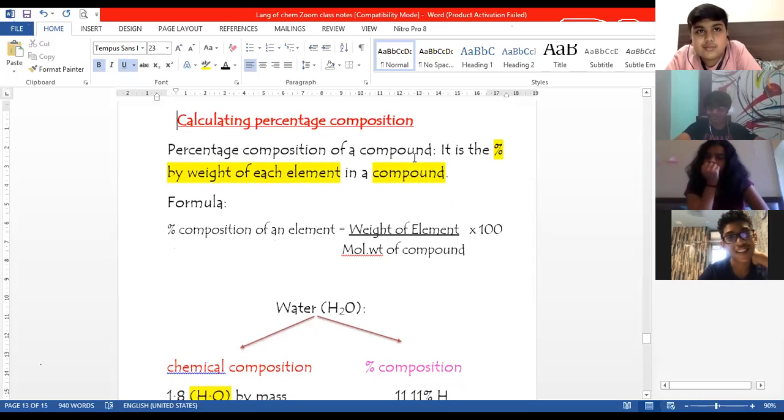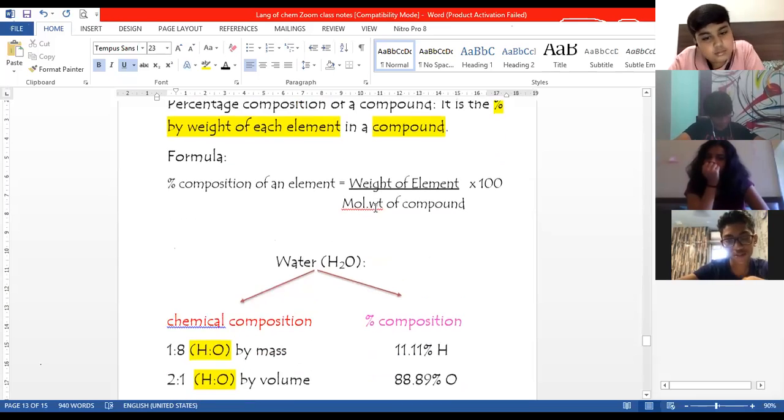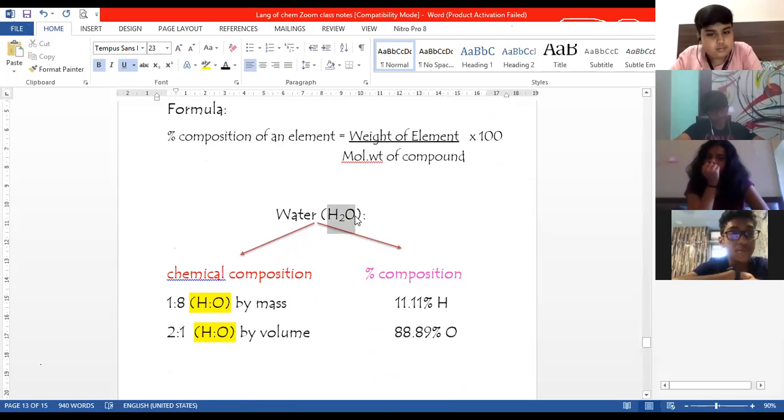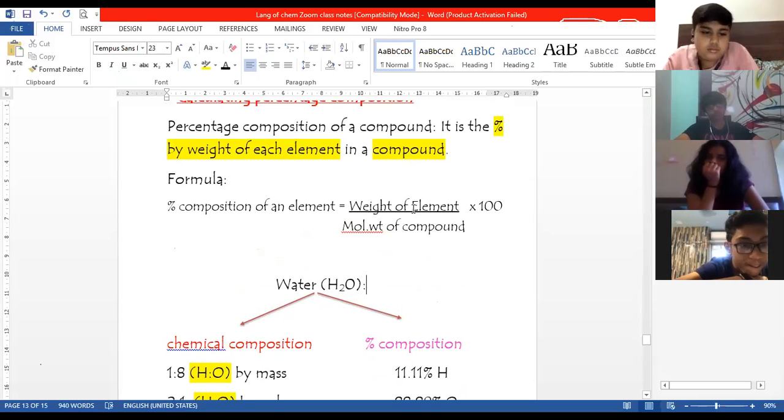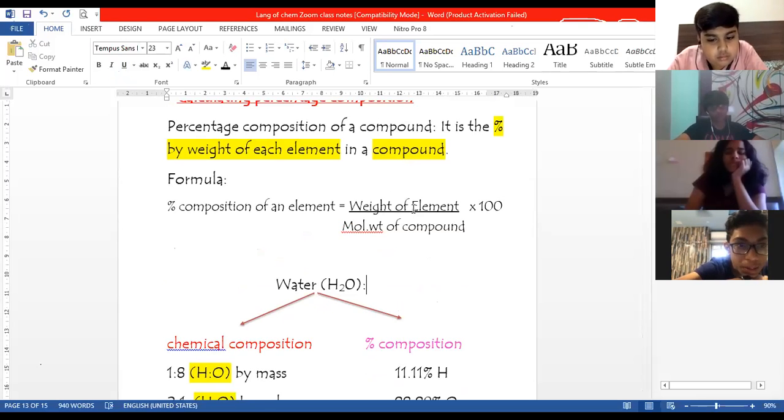So a percentage composition of a compound is the percentage by weight of each element in a compound. If I give you an example, it is like water, that is H2O. The question can come in two different ways, children. The first one is they will ask you to find the percentage composition of water. So you will have to find out the percentage of hydrogen and oxygen.